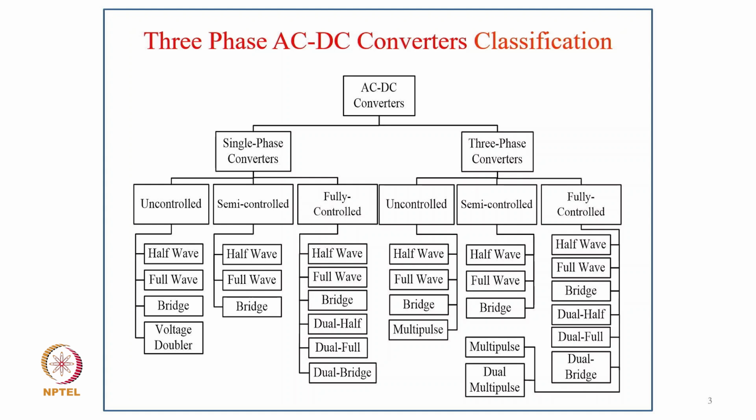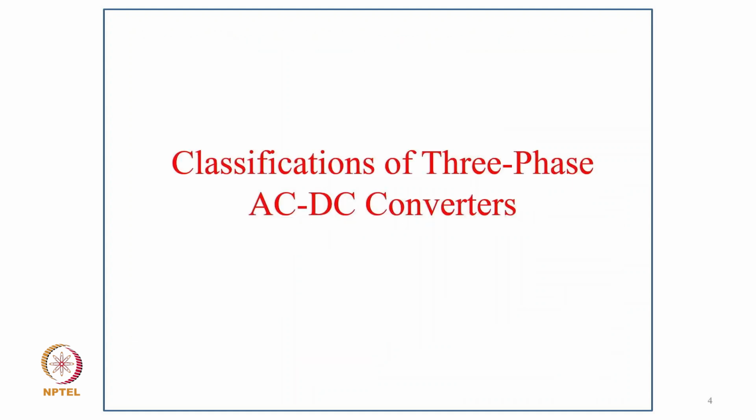In uncontrolled, we have a half-wave, full-wave, bridge, multiple. In semi-controlled, we have a half-wave, full-wave, bridge. And then in fully controlled, we have a half-wave, full-wave, bridge, dual half, dual full converter, and dual bridge converter.